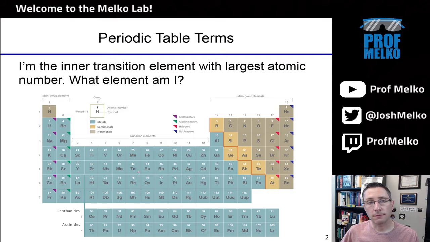Identify this element: I'm an inner transition element with the largest atomic number. We just discussed that the inner transition elements are the ones shown at the bottom. They don't really live outside the periodic table. They live inside this region right here, and it's more appropriate to break the periodic table apart and fit these in there. It's just hard to show that on a page or a screen. So typically you see these inner transition elements at the bottom of the periodic table. The one with the largest atomic number: they increase up to 103. So the answer should be that last one, lawrencium, atomic number 103.